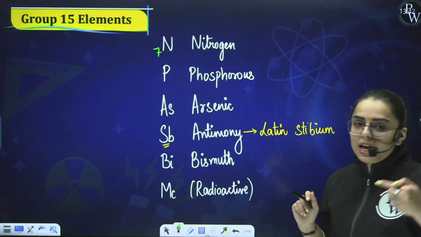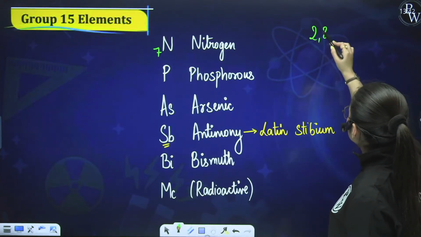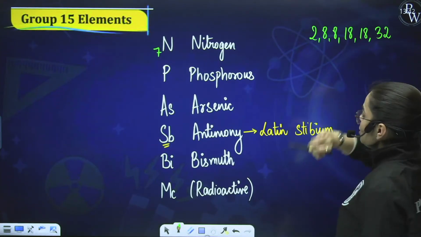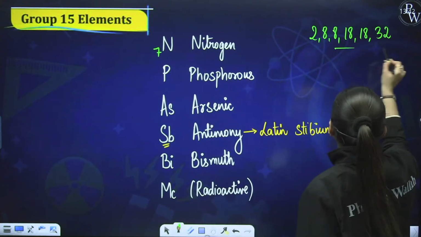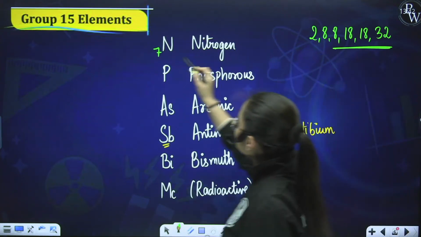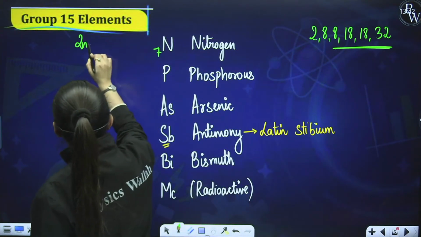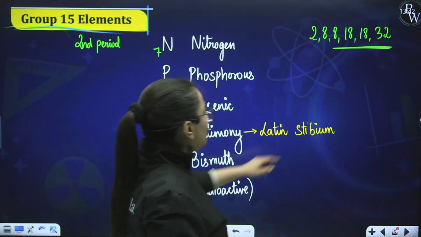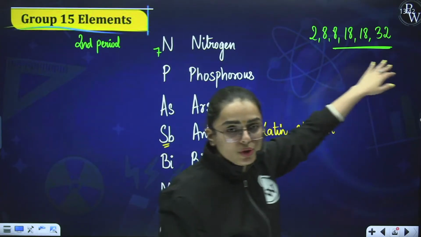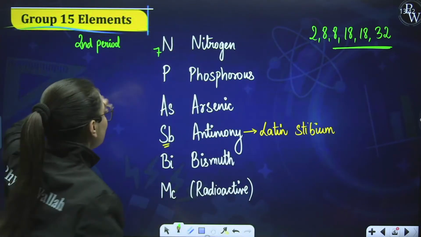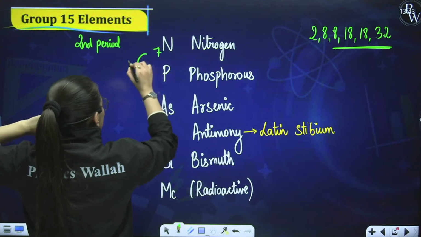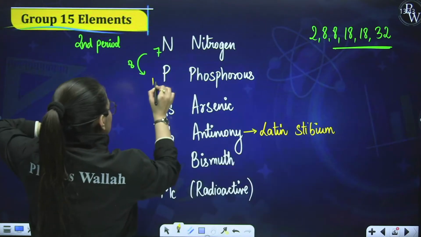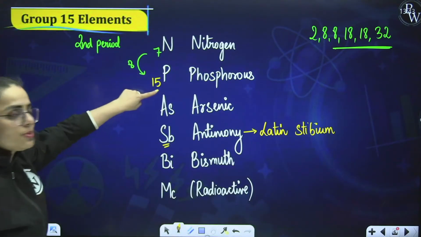Now what we are going to apply over here is this rule: 2, 8, 8, 18, 18, 32. Nitrogen comes under the second period, so you have to start from 8, 18, 18, 32, 32 onwards. If its atomic number is 7, your next step is to add 8. When you add 8 and 7, it becomes 15. So the atomic number for phosphorus becomes 15.